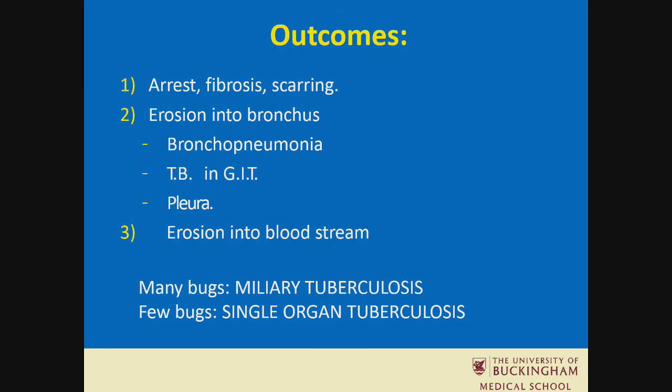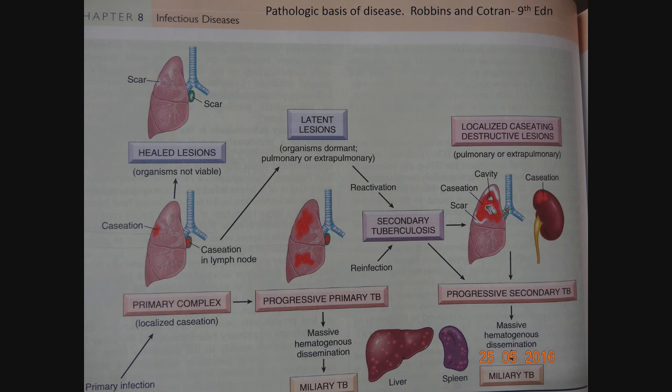Then the outcome of this: it can heal, with fibrosis and scarring of the lung tissue where it is involved, or it can erode into the bronchus and spread to the rest of the lung. Through the sputum, it can affect the gastrointestinal tract, or it can spread into the pleura, or into the bloodstream. Then it spreads to different organs. Miliary tuberculosis can go to the liver and meninges. You can look at the picture later.